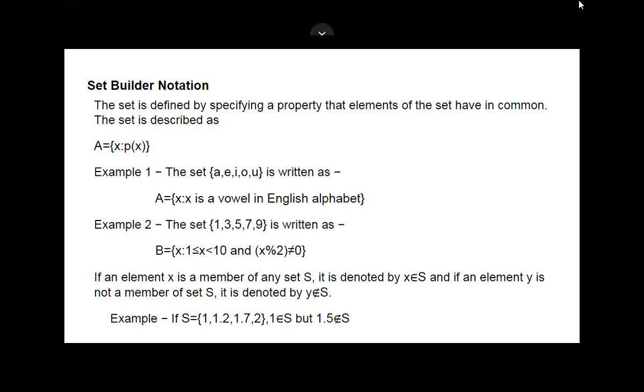Now, if an element x is a member of any set S, it is denoted by x belongs to S. What is S? S is the set, x is the element. And if an element y is not a member of set S, it is denoted by y does not belong to S. Okay, be interactive, please. y does not belong to S.